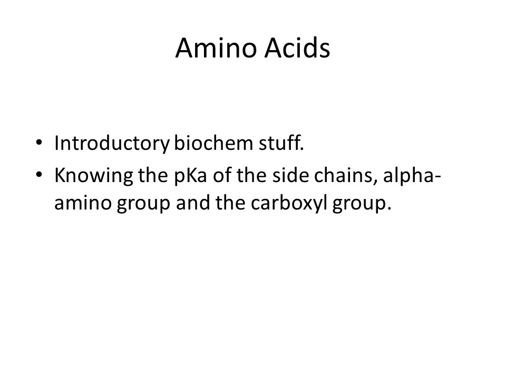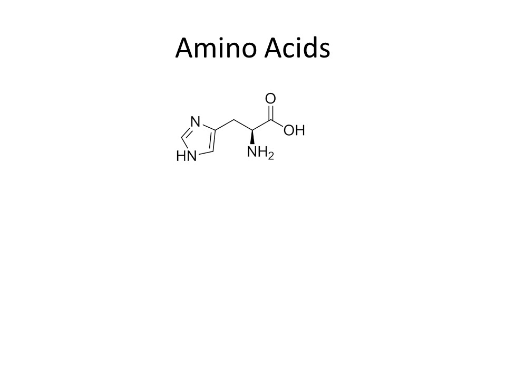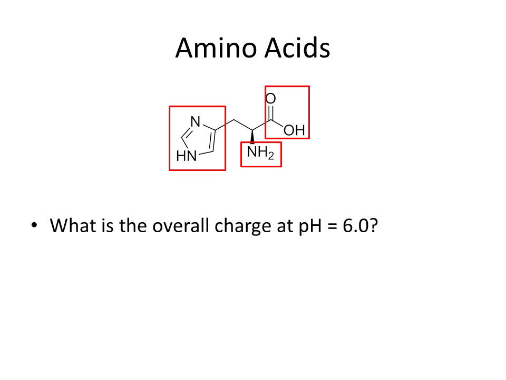Here's histidine as an example. So you can highlight the carboxyl group, the alpha amino group, and the side chain. And here are the types of test questions that you can be asked. What is the overall charge at pH 6 for histidine? So what does this require? This requires knowledge of the pKa values.